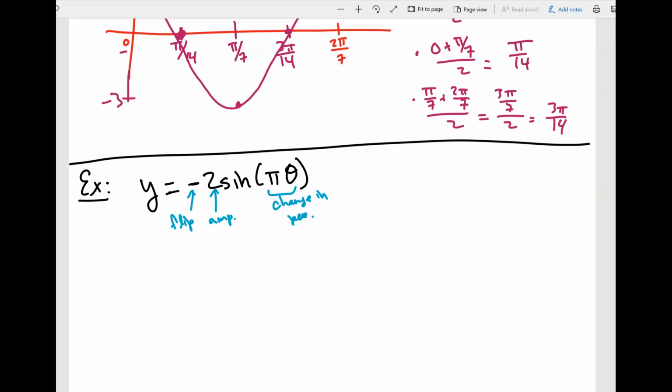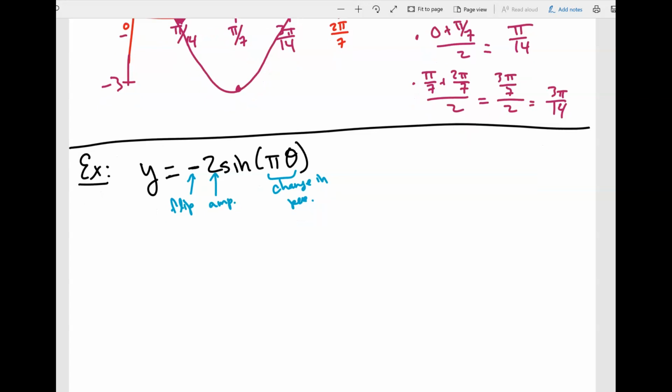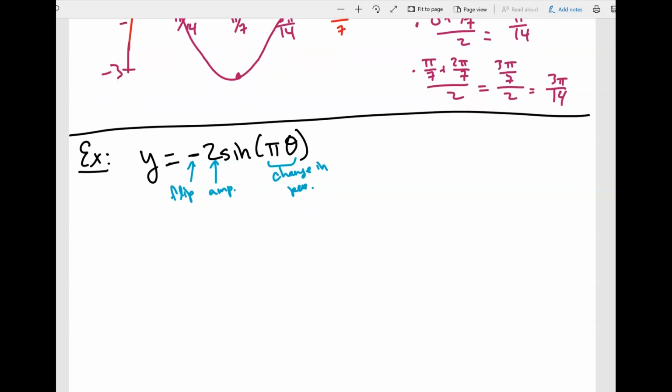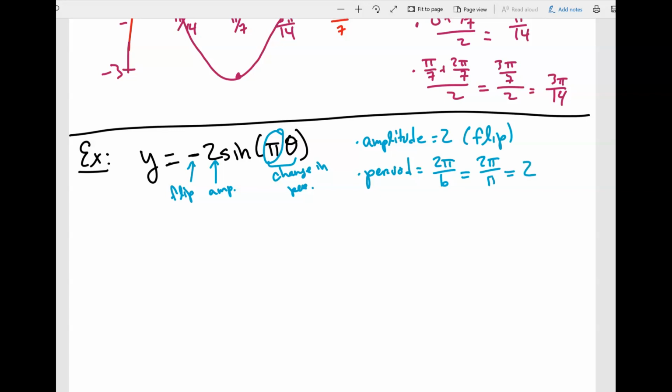So let's start off with the period. I think starting with the inside is always easier. Let's work with the hard part first. Well, we do know that the amplitude is 2, and then we also have to do a flip. Now the period here is going to be 2 pi over b. In this case, what is b? Well, b is going to be this pi that's in front of this theta. It's going to be 2 pi over pi, which in this case is going to give me 2.